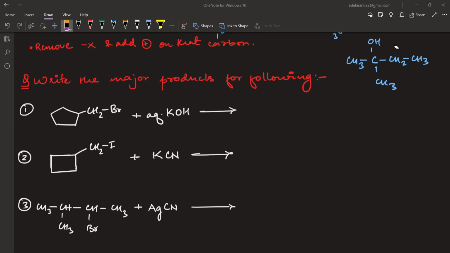So can you explain this one? I'm not getting it. Can you remove the Br like this? Can you add a positive charge here like this? Yeah, I did just that. Yes, send me that only. Okay.